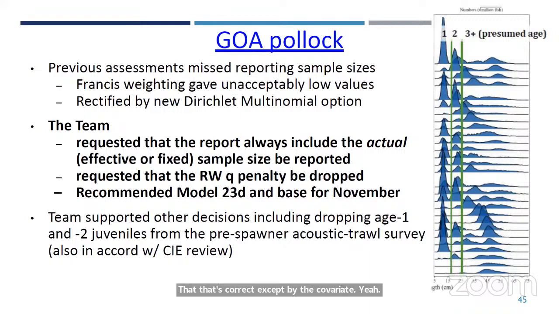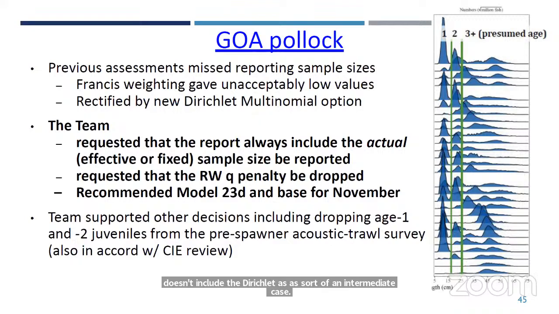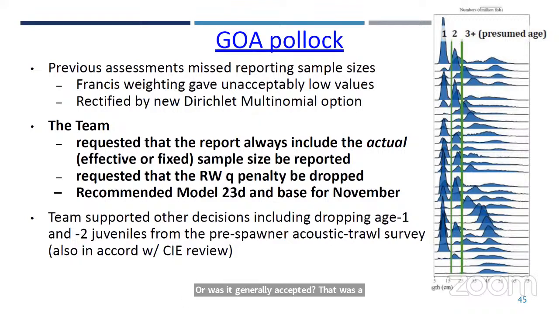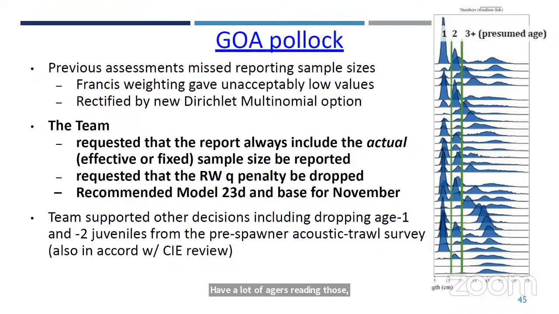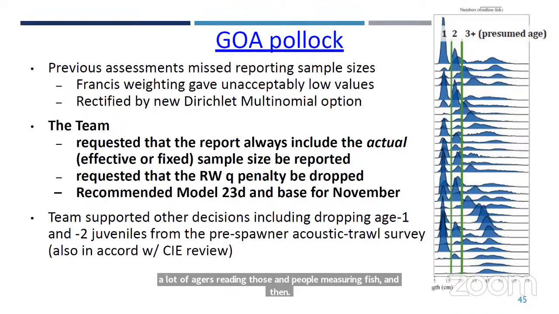Was there any discussion of also bringing forward 23C, the one that doesn't include the Dirichlet multinomial, as an intermediate case, or was it generally accepted that that was a substantive improvement over the free weighting approach? If I'm remembering it correctly, that one had sample size that was unacceptably low. It was basically ignoring all the composition data, which we work really hard for. We have a lot of agers reading those and people measuring fish, and then it was basically discarding it, and that didn't seem helpful. Thanks, Jim.